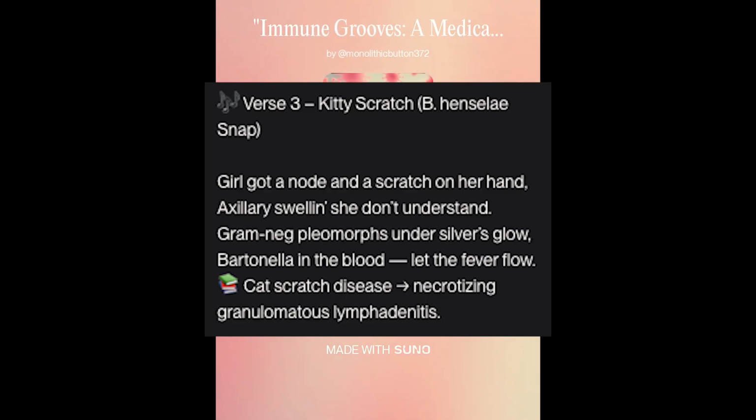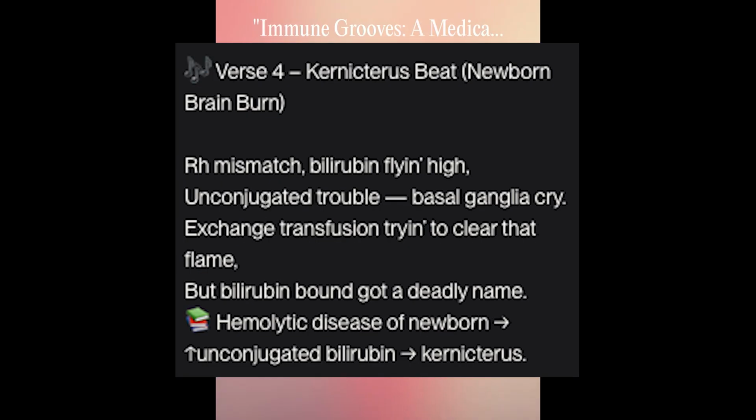Girl got a node and a scratch on her hand. Axillary swelling she don't understand. Gram neck plumorphs under silver's glow. Bartonella in the blood, let the fever flow. Cat scratch disease and necrotizing granulomatous lymphadenitis.